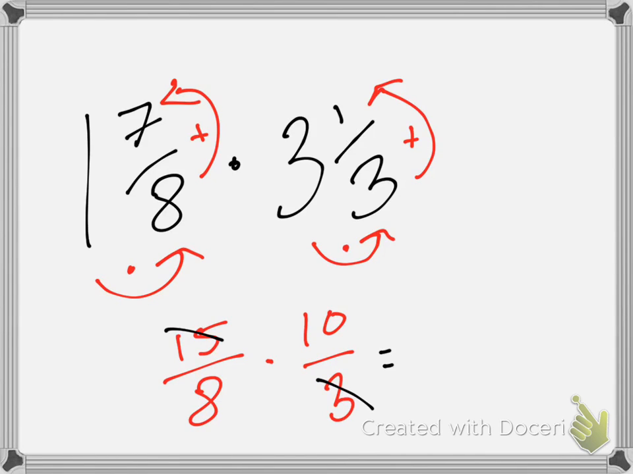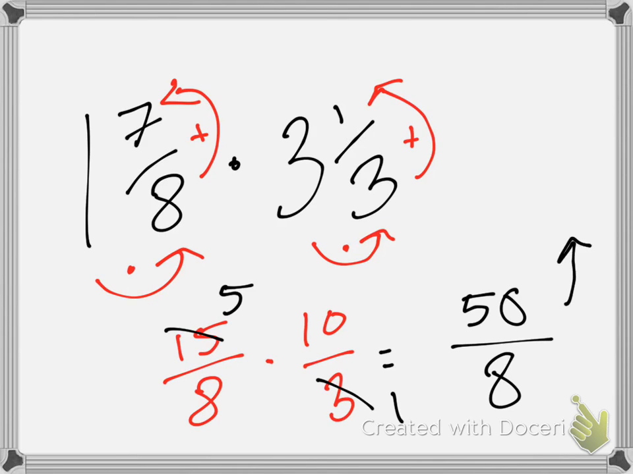What does the 15 become? 5. What does the 3 become? 1. So what is 5 times 10? 50. What's 8 times 1? 8. So that's our answer, right? No. What do we need to do to this answer?